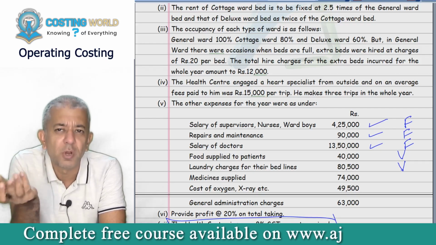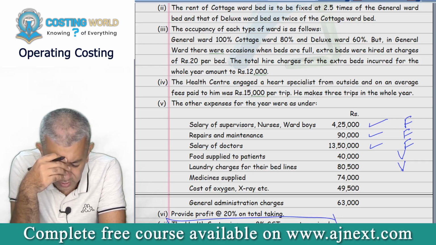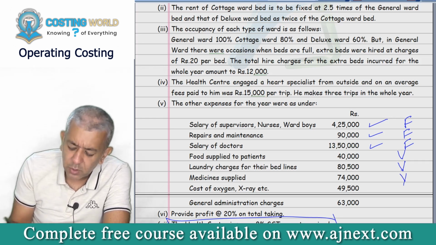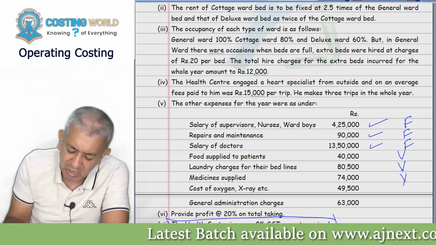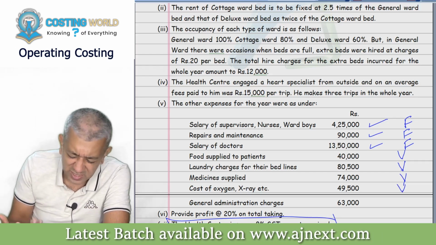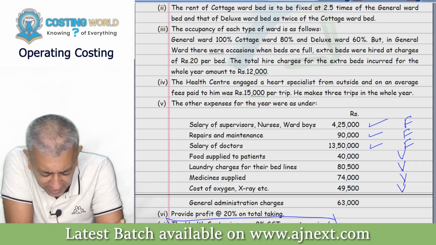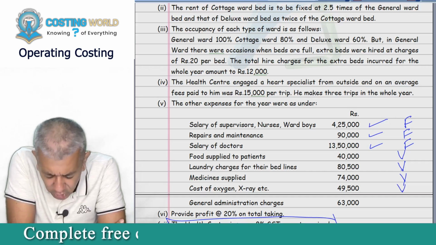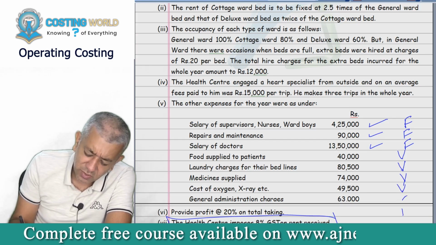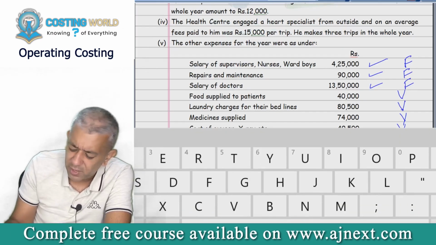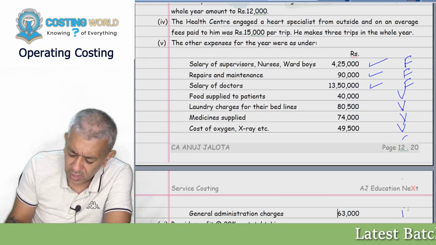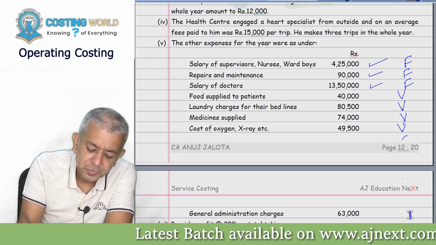So more number of patients, more will be the laundry charges. Then medicine supplied could also be a variable cost. Cost of oxygen and X-ray could also be a variable cost. All these things, honestly, it's very difficult to find out here whether it will be fixed or variable. General administration cost. Can you say this will be kind of a fixed cost? Okay. So this will be kind of a fixed cost over here.